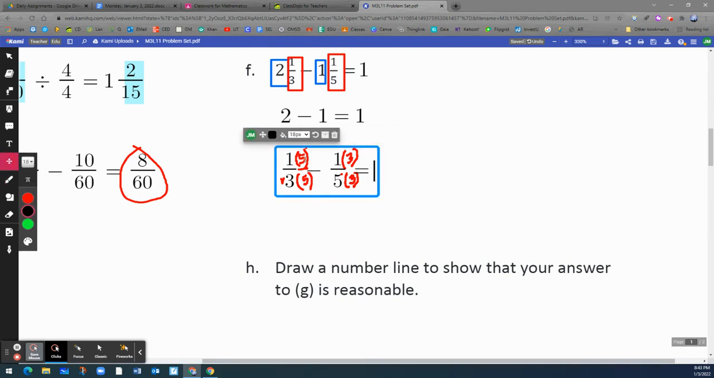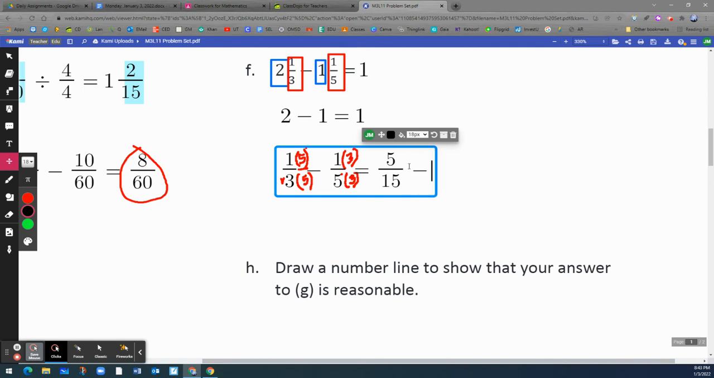Once you do this, then you can do the multiplication. What is 1 times 5? That will equal 5. What is 3 times 5? That will be 15. Now remember, this is a subtraction. Let's do the subtraction. And now we do 1 times 3 equals 3 over 5 times 3 equals 15.